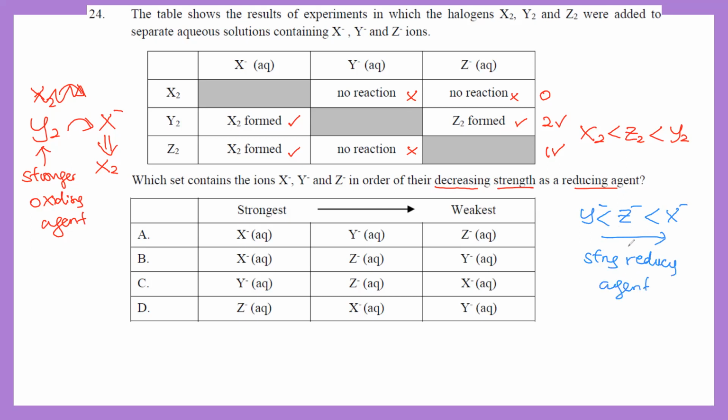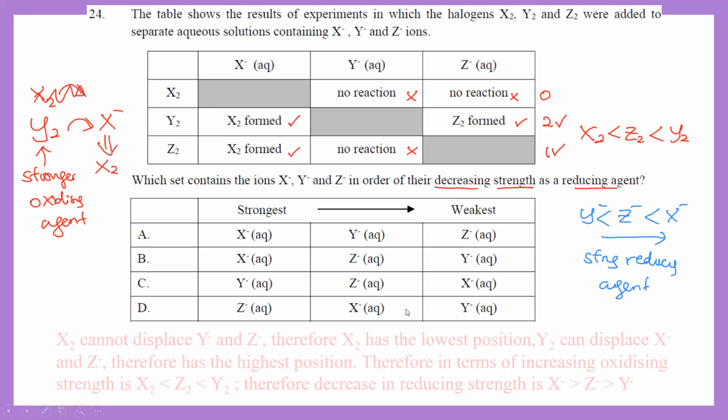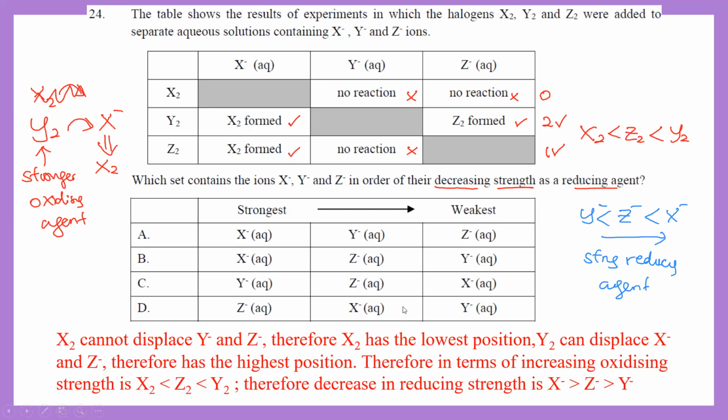Oxidizing and reducing agent strengths are reversed, so you have to bear that in mind. So the strongest is X minus, followed by Z minus, and then Y minus. So the answer is B. That is how you determine which is a stronger and weaker oxidizing agent. Now we are going to have a look at the last objective question for today.